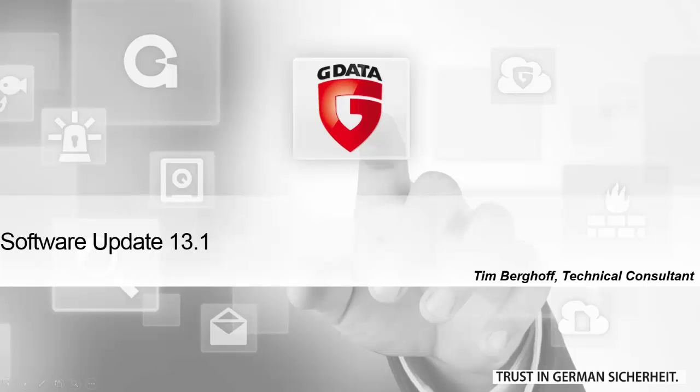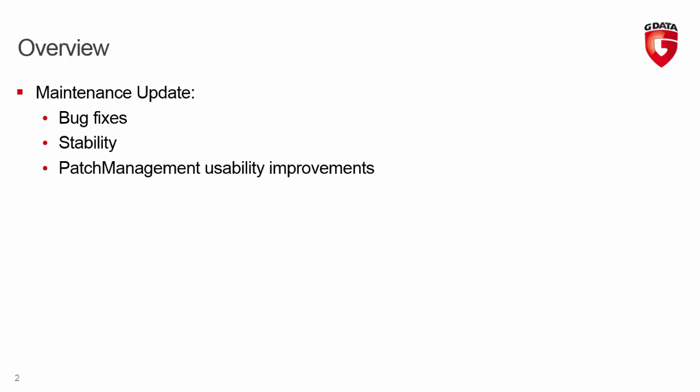In this episode, we inform you about the latest update for GData's corporate products. The update will bear the designation 13.1 and is primarily a maintenance update. It contains a number of bug fixes and stability patches, as well as some usability improvements for customers who use GData's patch management feature.